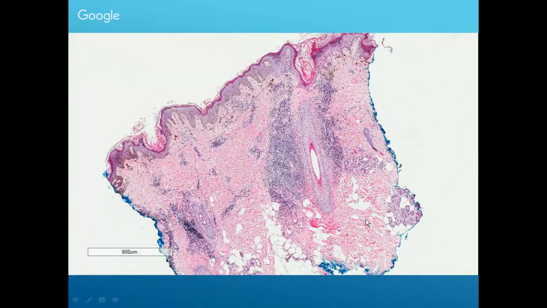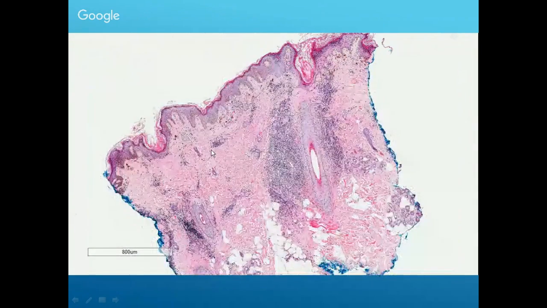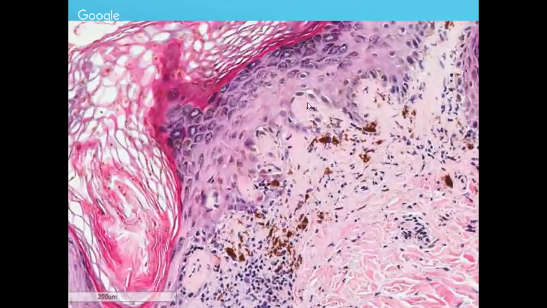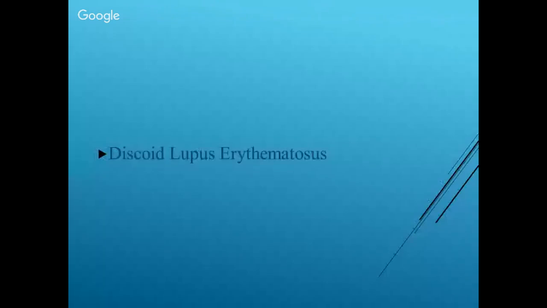So what are the features? If you start from the top, you see follicular plugging, perifollicular inflammation, perivascular inflammation, vacuolar interface changes at the dermal epidermal junction, pigment incontinence. These are all features of lupus. Perivascular and periadnexal inflammation with vacuolar interface changes, you're thinking of connective tissue disease. You do a PAS, which is just highlighting the perivascular inflammation. So this is lupus erythematosus.